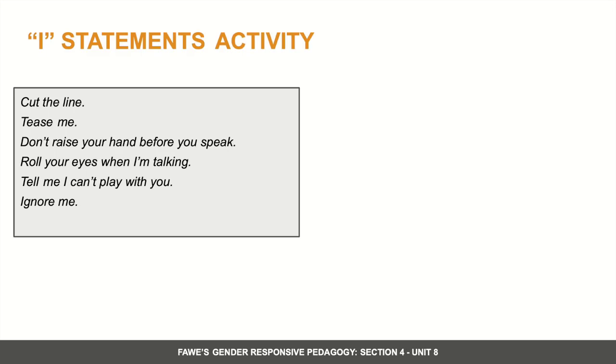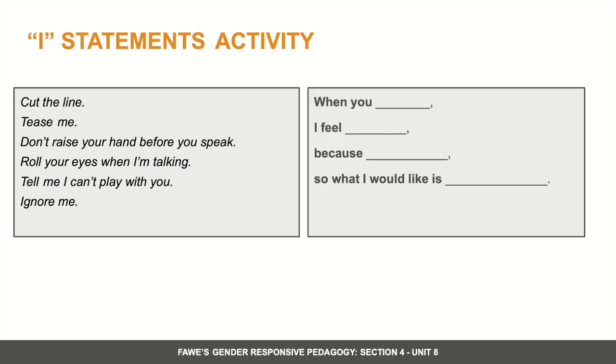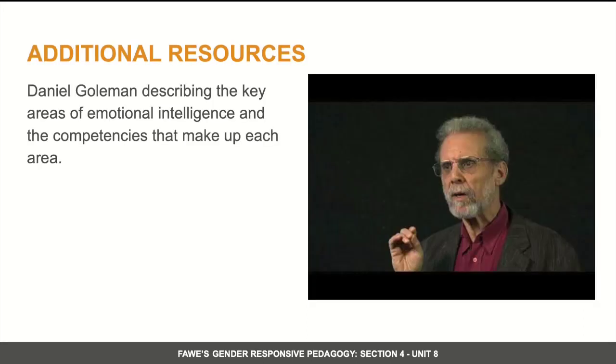Create three I statements using these examples of problematic student behaviors that might occur at school. Feel free to use your imagination and come up with another problematic scenario on your own. Fill in your I statements in the corresponding area. Additional resources.